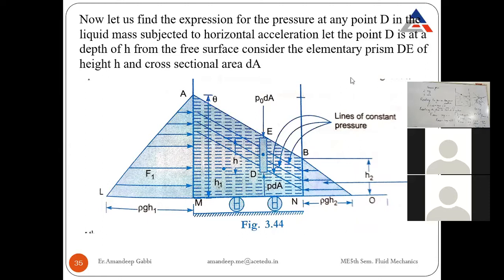Now we have to calculate the forces that are there inside the element. Earlier we were discussing the forces on the surface. What is the inclination of this surface? Now, what is the pressure force inside the liquid? We have to derive the expression for that. Before moving on to the article, let's think about how many forces there should be.